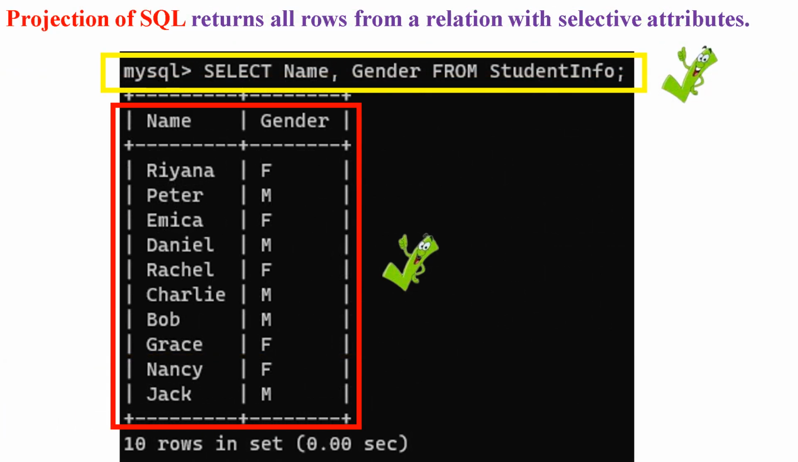Projection of SQL returns all rows from a relation with selective attributes or columns. Let's see an example. Now, look at the yellow box. In the MySQL prompt, we type the statement, select name, gender from student_info semicolon. And when pressed Enter key, what can you see here? Yes, look at the red box. This select command displays only name and gender attributes from the student_info table containing 10 rows or records.